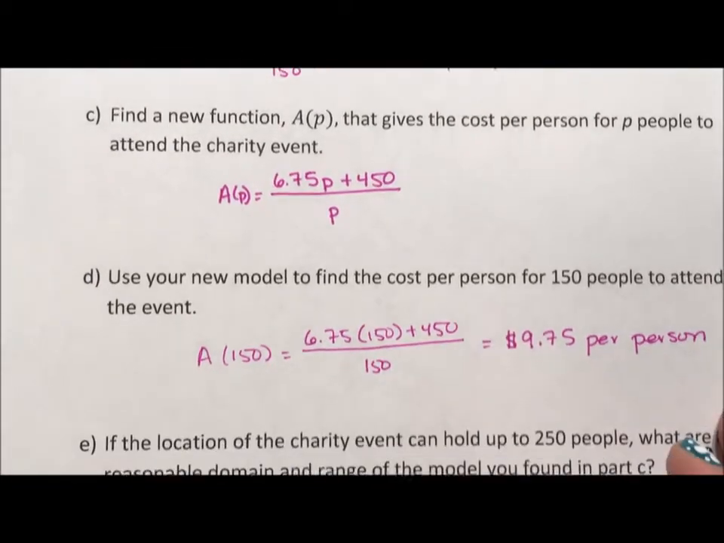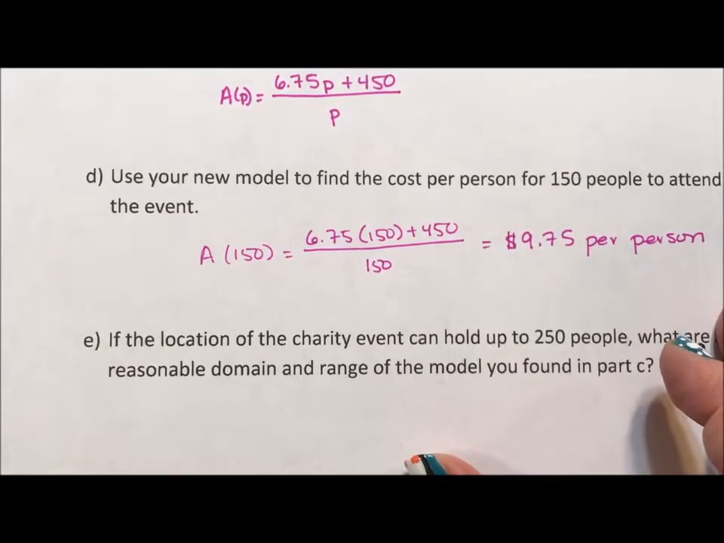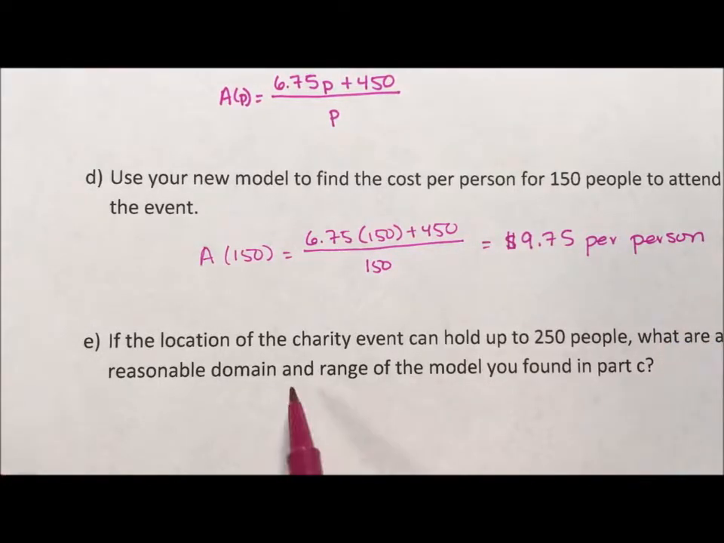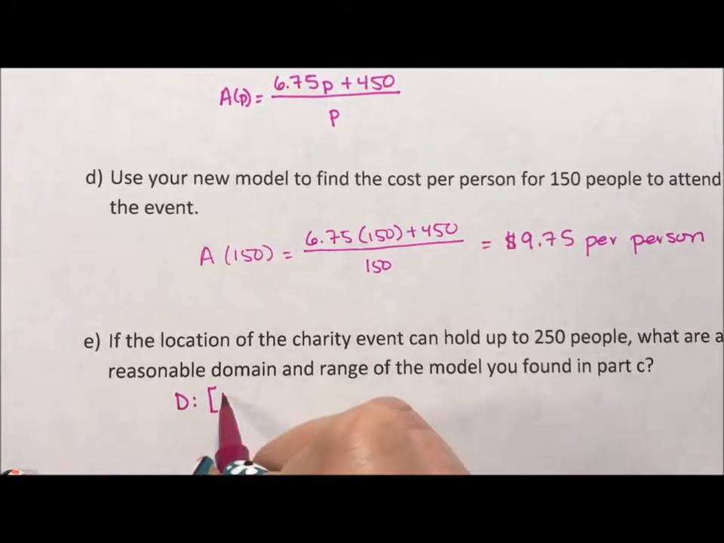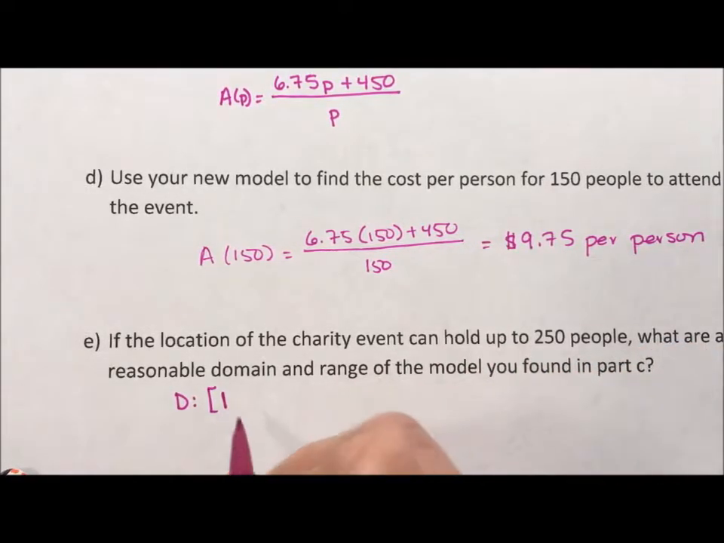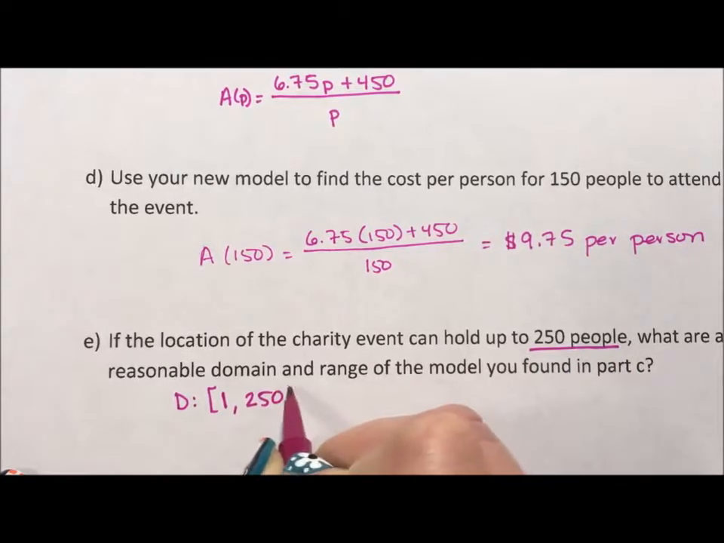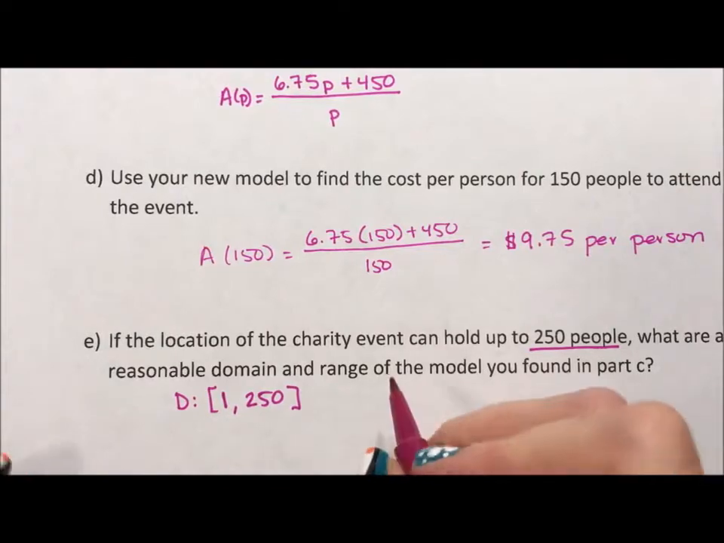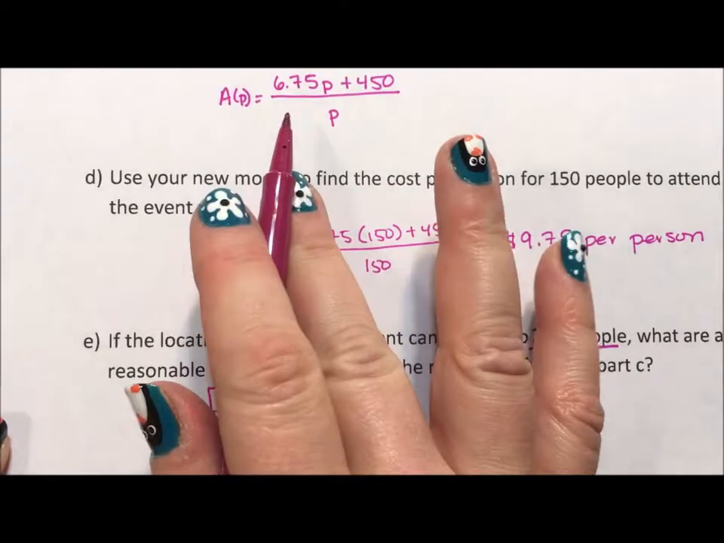All right, so lastly, if the location of the charity event can hold up to 250 people, what are a reasonable domain and range for the model? All right, well, a reasonable domain, you have to have at least one person at a charity event. You can't have less. You could even set that number higher if you're being more realistic, but you need at least one person to show up. And if it can hold up to 250 people, that is going to be the top end of our domain.